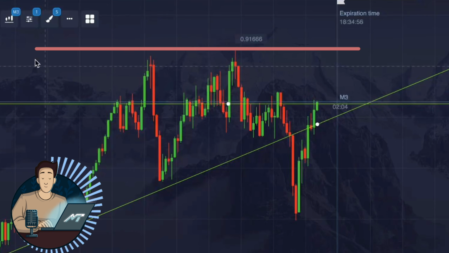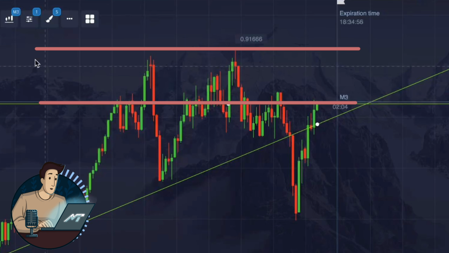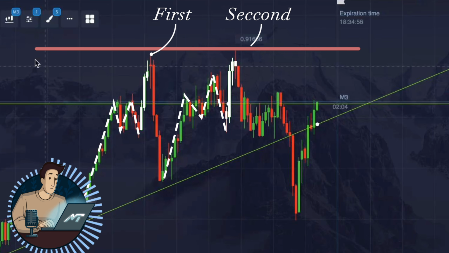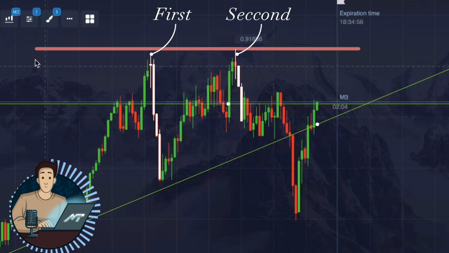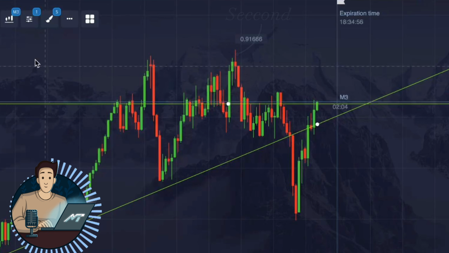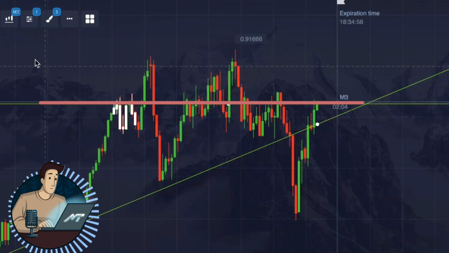Why do I consider this level strong and the other one weak? It's all about the price's reaction to the level. Look, the price touched this level only twice and bounced off sharply each time it reached it. As for this local level, the price tests it often and the bounces are minor.